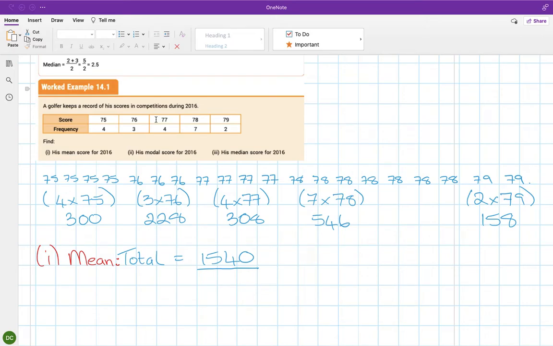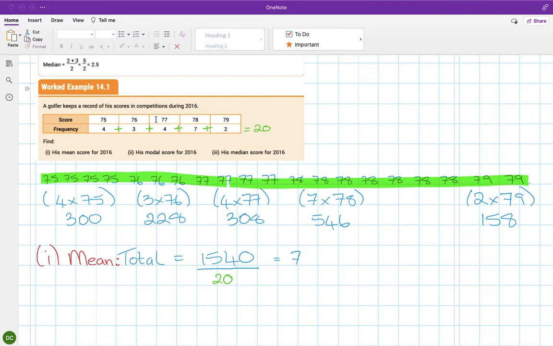Then, because the mean is add them all up and divide by the number of numbers, you can see from this list here, if you just count them up, that's how many numbers there are. Alternatively, you can just add up the frequencies, because the frequencies tell you how many numbers there are. Like there's 4 75s, there's 3 76s. So if I just do 4 plus 3 plus 4 plus 7 plus 2, I'm getting a total of 20. So 1540 divided by 20 gives me a mean of 77.